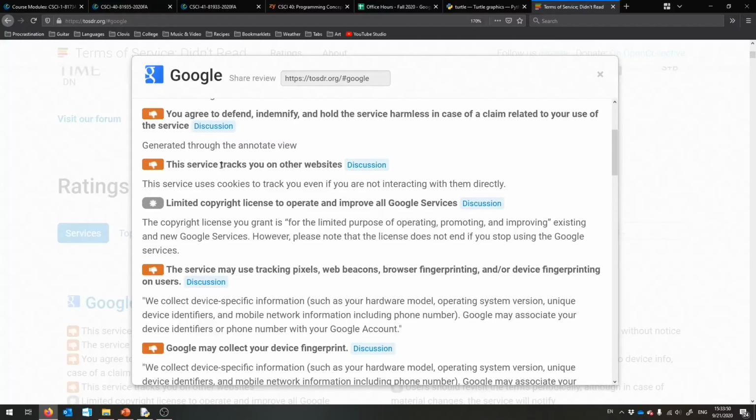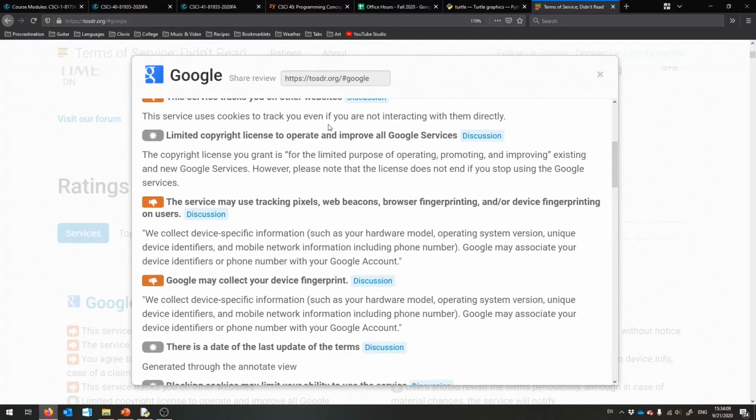Tracks you on other websites. So that's cookies. Even if you're not using Google, if you use another website that includes Google ads or just code from Google, they're allowed to track the places that you visit, so they can give you better ads, of course. I don't really understand this one, but you can read that on your own.